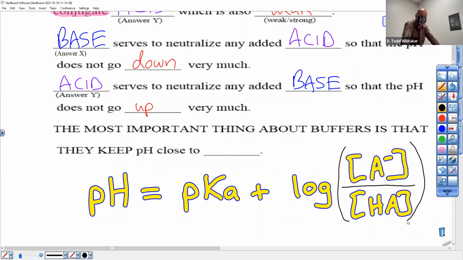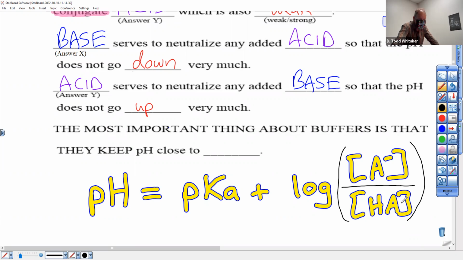Let's go over it again. Bases do what to pH? Up or down? Up. Are you surprised the base is on the top? This is the conjugate base, and this is its conjugate acid partner. Bases raise pH, that's why they're on top. So if this number is bigger than this number, the log will be a positive answer.